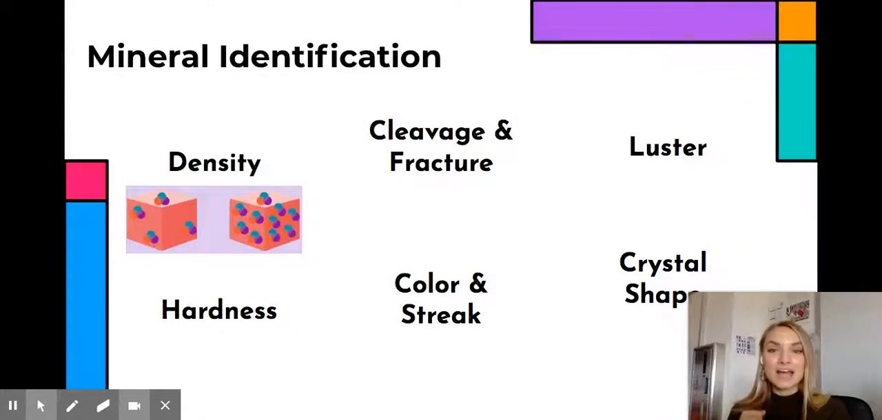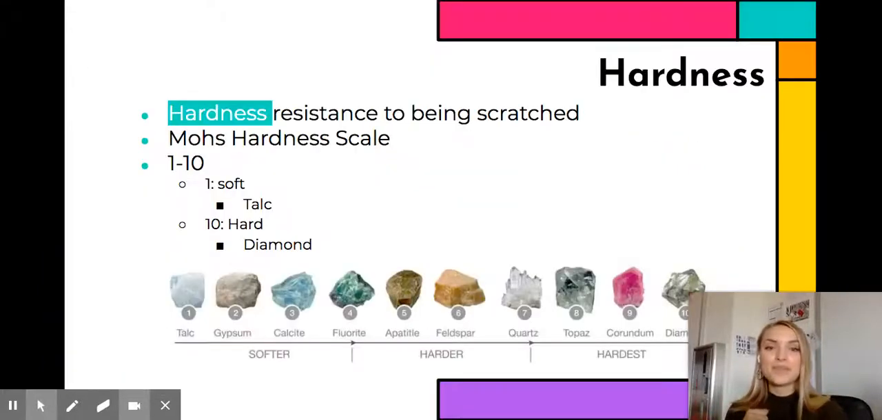Next, we're going to look at hardness. So hardness, or hard, is a word that you might use in your everyday life. But in our scientific vocabulary, hardness means the resistance to being scratched. So when you look at a mineral and you try to scratch its surface with different materials, when does it scratch and when does it not scratch? What materials won't scratch it?